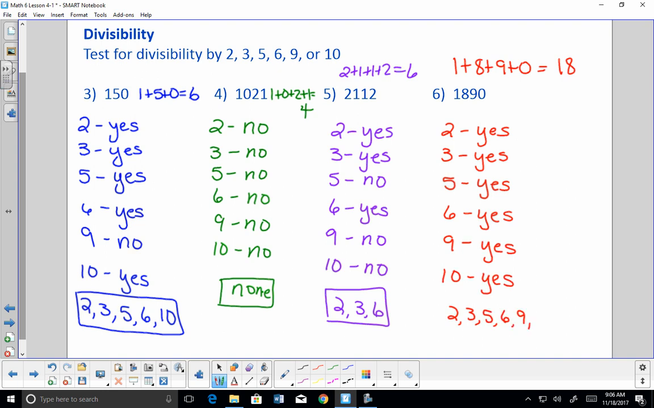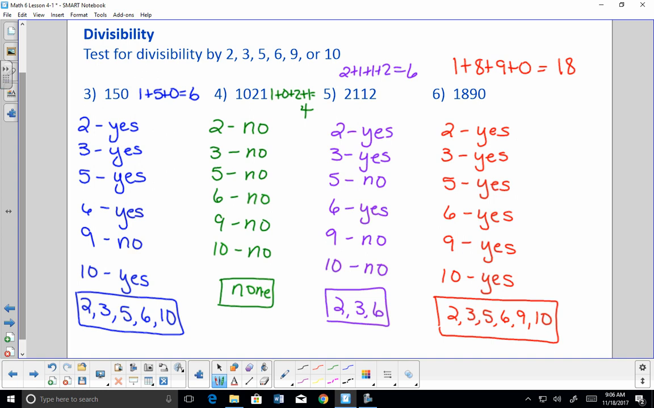So those are the divisibility rules and how to use them for 2, 3, 5, 6, 9, and 10. So you can clearly see you do not need to do long division to divide these numbers. You don't have to take 1890 and divide it by 2, and then take 1890 and divide it by 3, and then take 1890 and divide it by 5. If you know the divisibility rules, you can tell me whether it's divisible by another number fairly quickly.